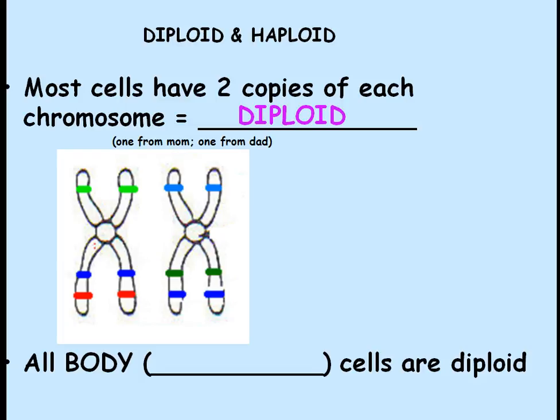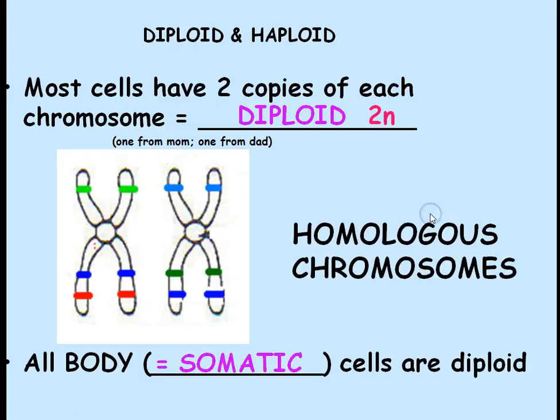All body cells are diploid cells, and often we write it as 2N. So we have diploid, or we call it 2N. Because there are 2 chromosomes for each type of chromosome, therefore it is called 2N. So all body cells are diploid, and the word for body cells is somatic. So all body cells are somatic cells, soma meaning body. So when we refer to cells as somatic cells, that means they are body cells which are all diploid, or 2N. So muscle cells, skin cells, liver cells, heart cells, they're all somatic cells.